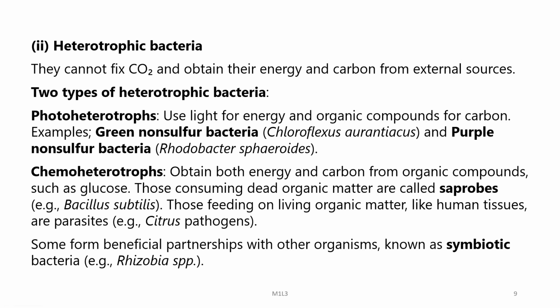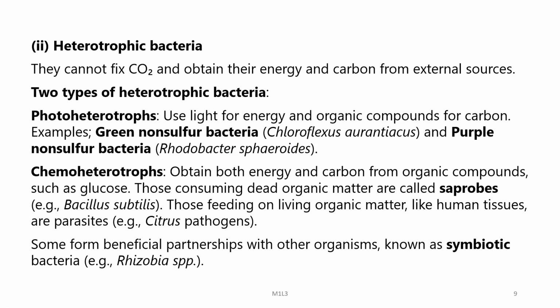These bacteria cannot fix carbon dioxide, and they obtain their energy and carbon from external sources. Two types of heterotrophic bacteria are there. The first one is the photoheterotrophs. They use light for energy and organic compounds for carbon. Some notable examples are green non-sulfur bacteria and purple non-sulfur bacteria. You have Chloroflexus and Rhodobacter under these two types.